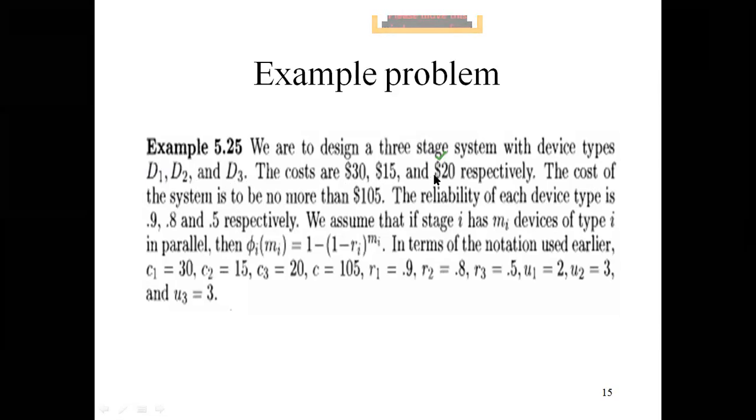That is $20 respectively. The cost of the system is to be no more than $105. That means the allowable cost is $105. So that is the limit.